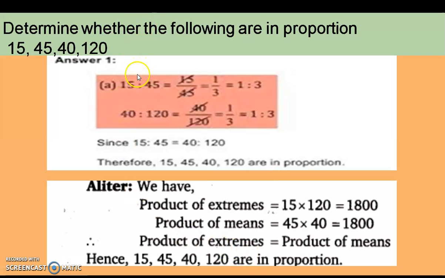There is another method. Since proportions are equal ratios, so the ratio of the first two numbers should be equal to the ratio of the last two numbers. So ratio of the first two numbers 15:45 will be 15 upon 45, which comes 1:3. Similarly, ratio of the last two numbers 40:120 comes 40 upon 120, which is again 1:3. So since the ratios are equal, the numbers are in proportion.